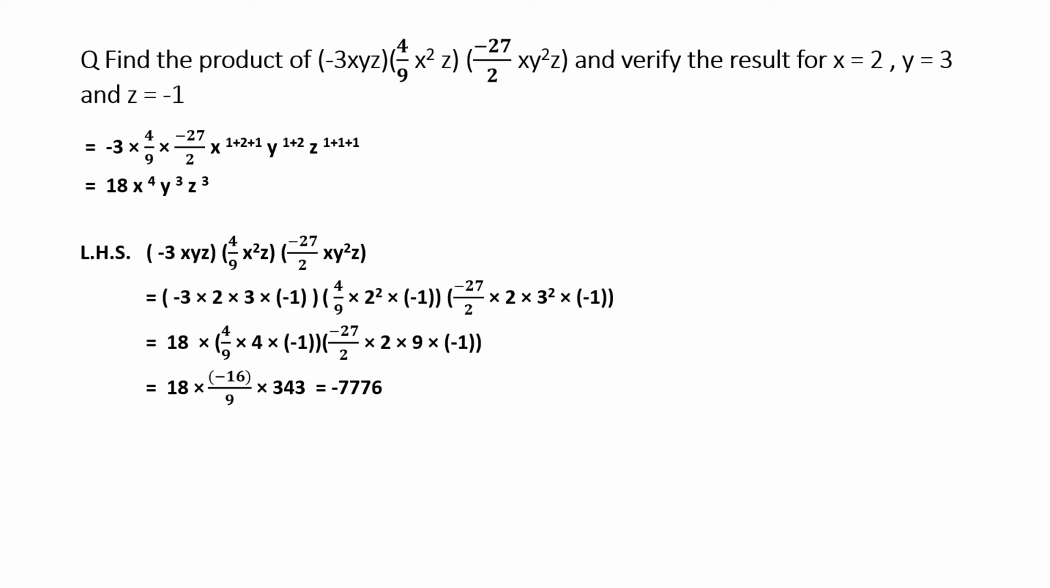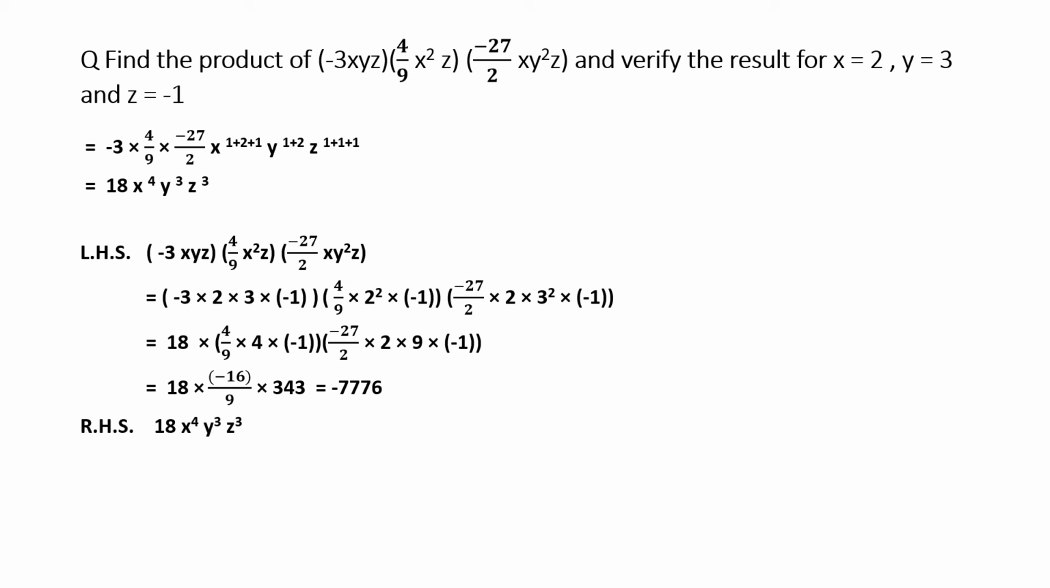Now 18 into 4 by 9 into 4 into minus 1 will become minus 16 by 9, and here 2 gets cancelled off with 2, and minus 27 into 9 into minus 1 will become 343. And when you cancel it off, the result is minus 7776.